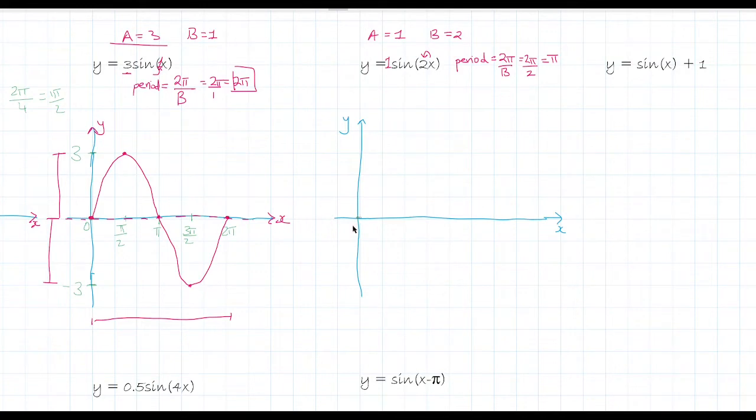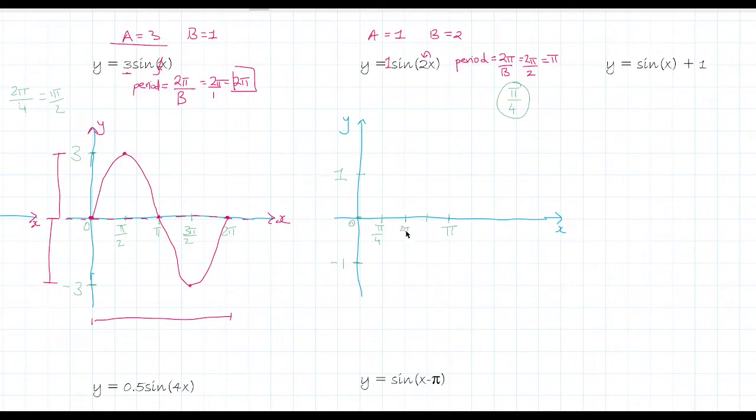So that's 0. Our amplitude is 1. Let's put that up here, and this is -1. And our period is pi. So let's say that's pi. Now we need to split this into 4 parts. So if you do pi divided by 4, well, that's pi over 4. So this will be pi on 4.